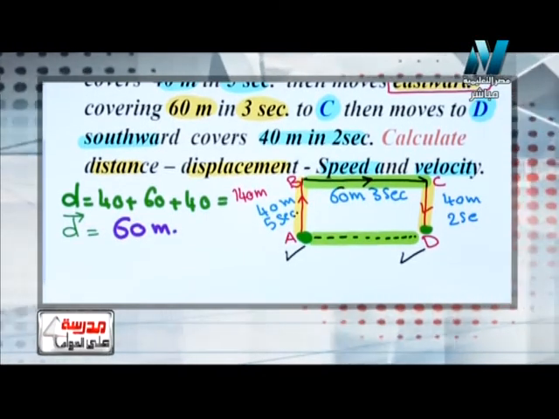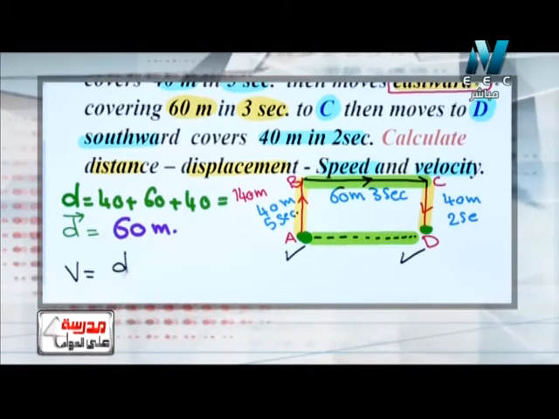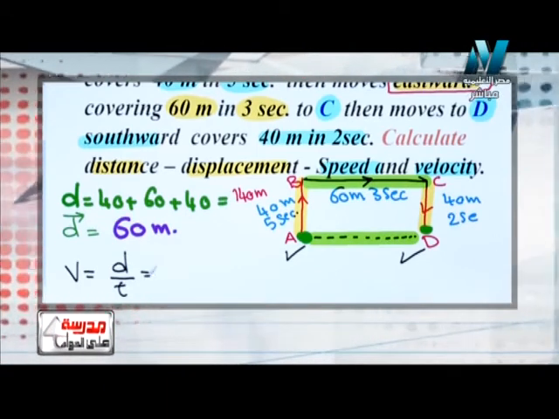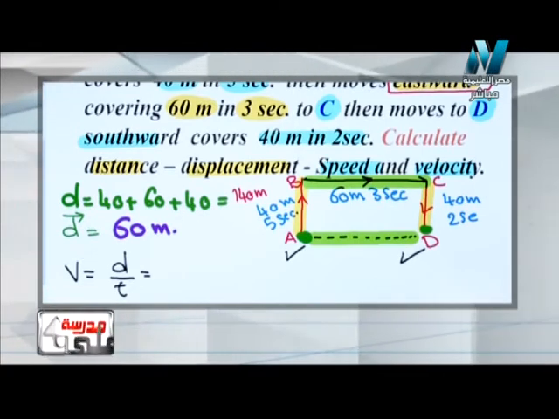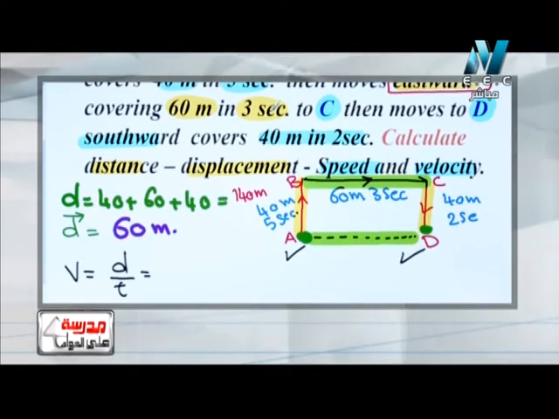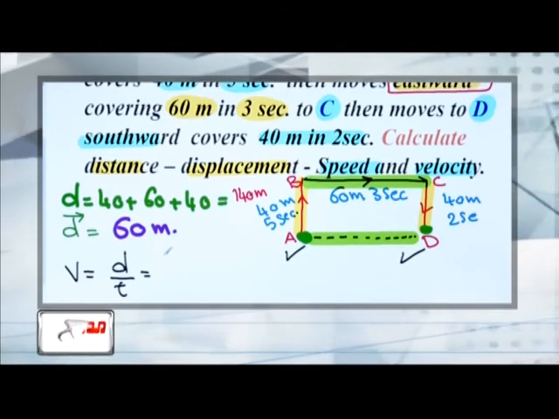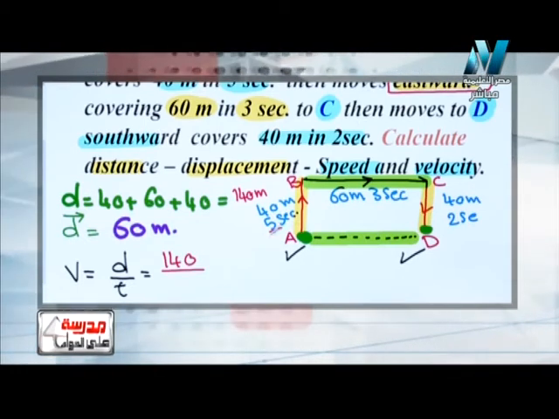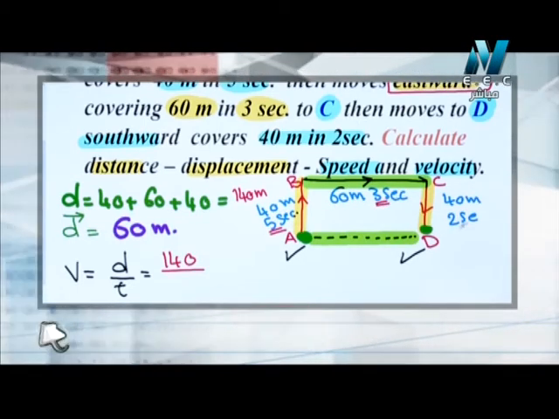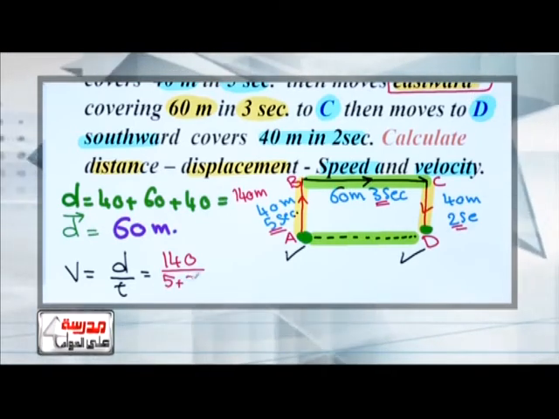Here we have to calculate, number one, speed. V equals D over T, as we have to calculate average speed, as we wrote before: total distance covered over total time taken to cover this distance. So we have 140 over 5 plus 3 plus 2.